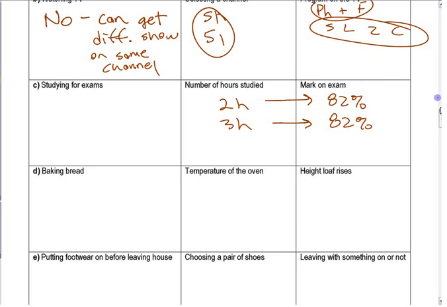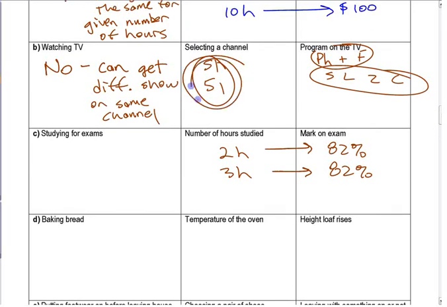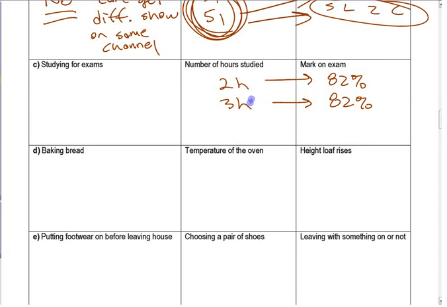Look at the difference up here. Up here it was the same input giving you different outputs. That's what makes it no, right? If the same x value has more than one y value, that's not a function. But you can have, oh look, no matter how much I study, I get 82. Probably you're not going to study then. 10 hours, 82. That's still a function.